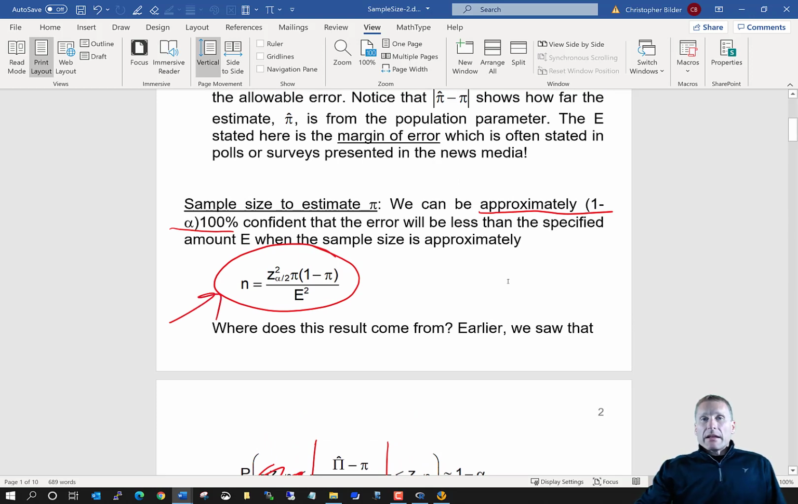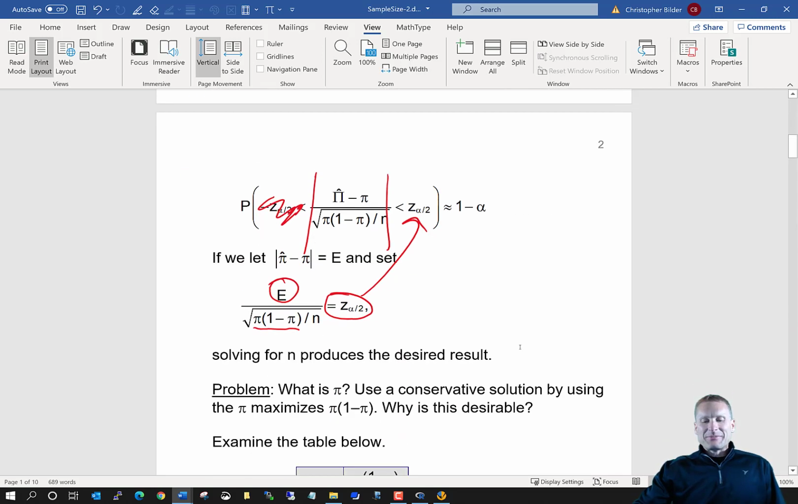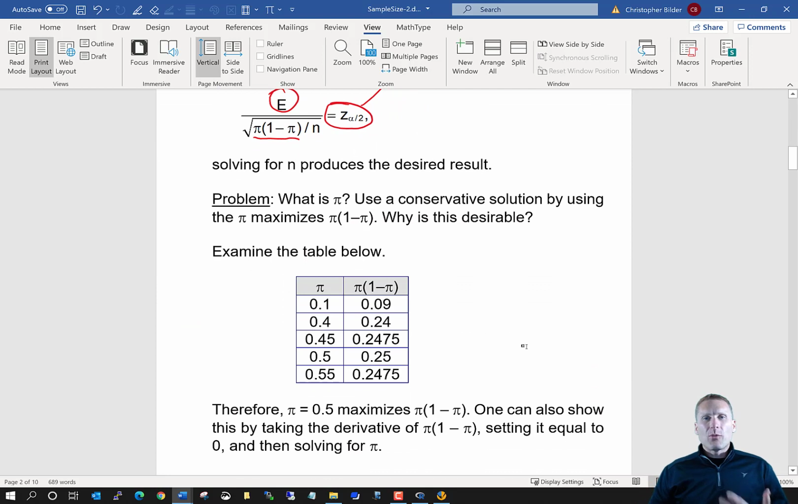Okay. Now, hopefully, as I was going through this, you were thinking, well, wait a second here. You want me to calculate what the appropriate sample size would be to estimate pi, but don't I need to know what pi is first in order to come up with this expression? Well, yes, sort of. So the problem is, well, what is pi? And so what's done in practice is a conservative solution is used in this expression when coming up with this sample size.